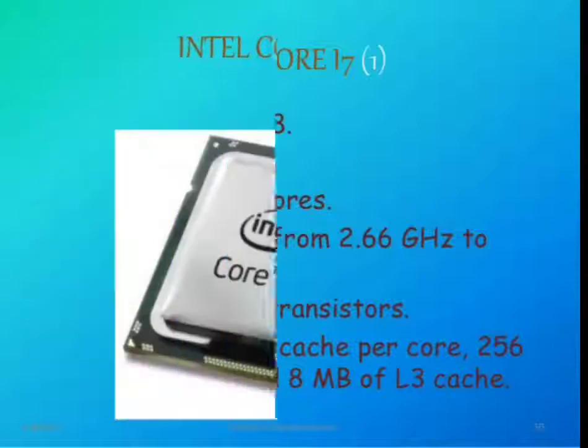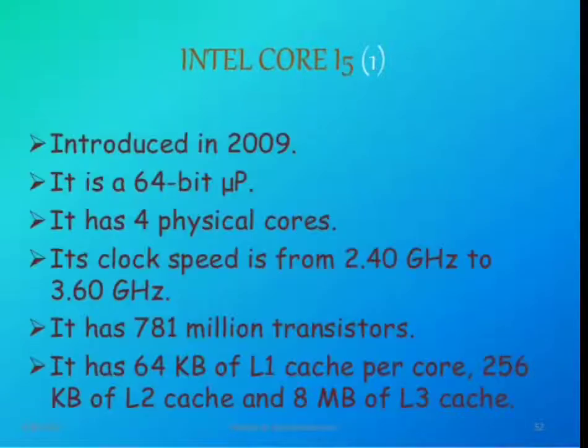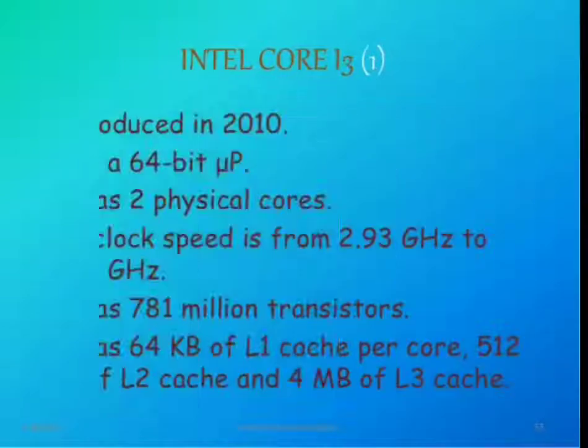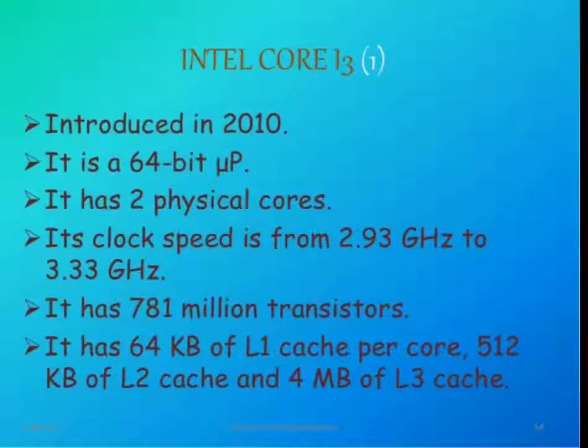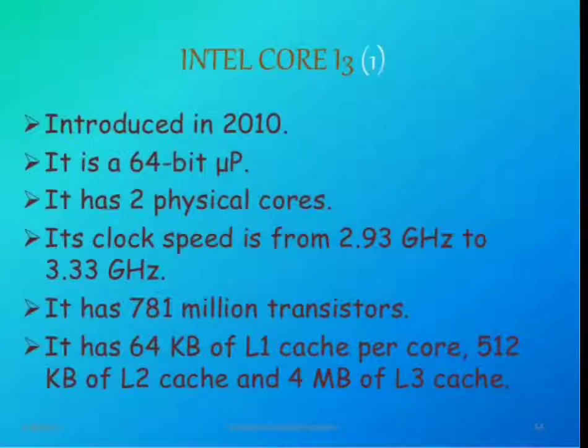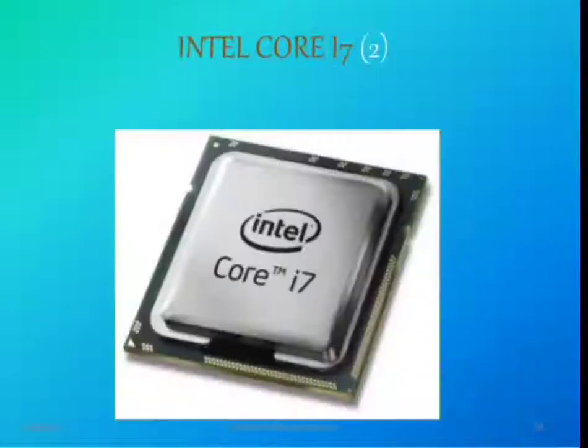Next, i7. Next, i5. Next, i3, introduced in 2010. It had 2 physical cores. Its clock speed is from 2.93 GHz to 3.33 GHz. This is Intel i3. See one by one briefly.